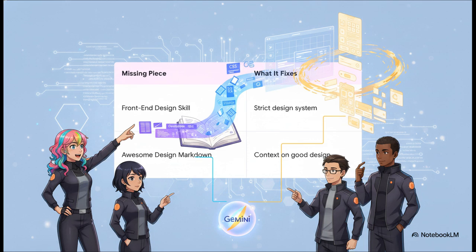We solve that rough UI problem using two specific files. First, the front-end design skill. This provides the agent with a strict design system, explicitly telling it what CSS variables to use and what layout patterns to follow. Next, you add the awesome design markdown file right alongside it. This injects deep context into the agent about what good, polished design actually looks like in practice. Together, these two files turn Gemini's mediocre front-end code into genuinely polished, professional UI code.